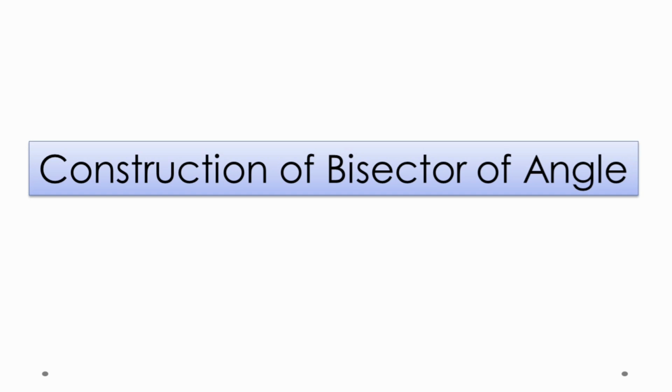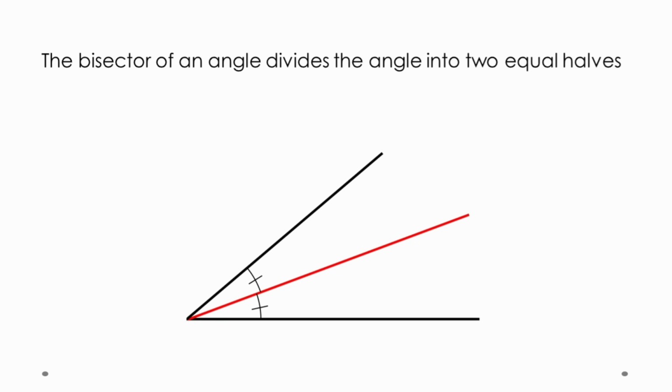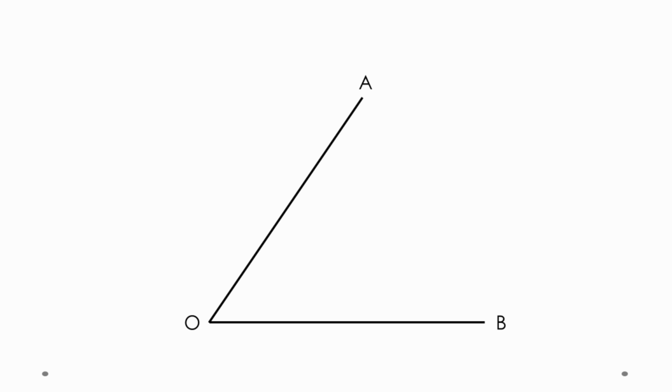Construction of bisector of angle. The bisector of an angle divides the angle into two equal halves. Let us see how we can construct an angle bisector. Draw angle AOB. With O as the center, draw an arc to cut the two rays OA and OB of the angle at P and Q respectively.